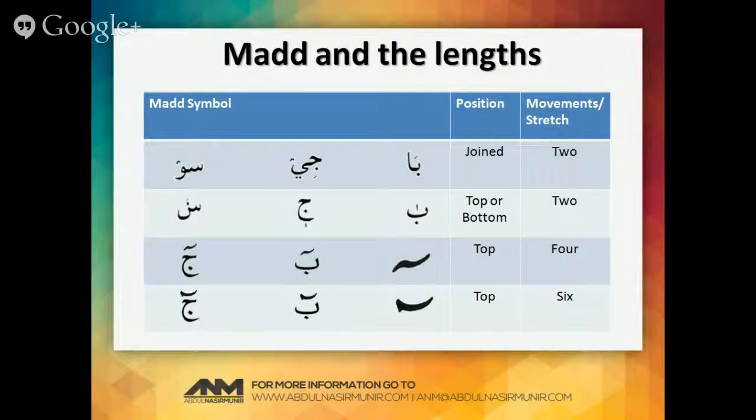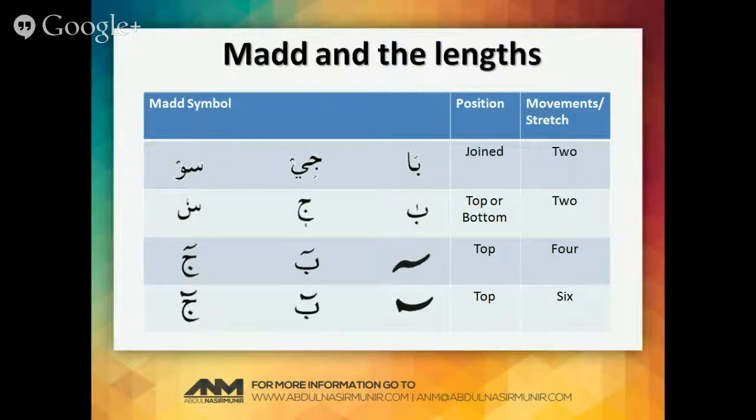And as you can see the example of ba, and it's got the mud sign on top. Then we have the letter jim, and it's got the mud sign on top. Now this sign will have a 4 stretch, so you will read the first one as ba, then the second row is again ba, but the third one is ba. So 4 harakat, 4 movements.